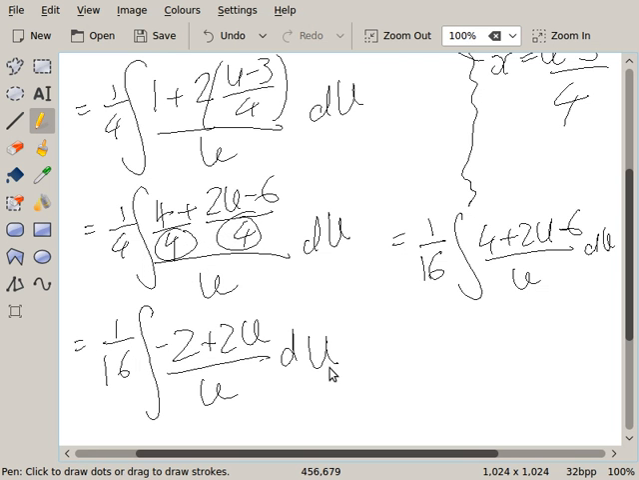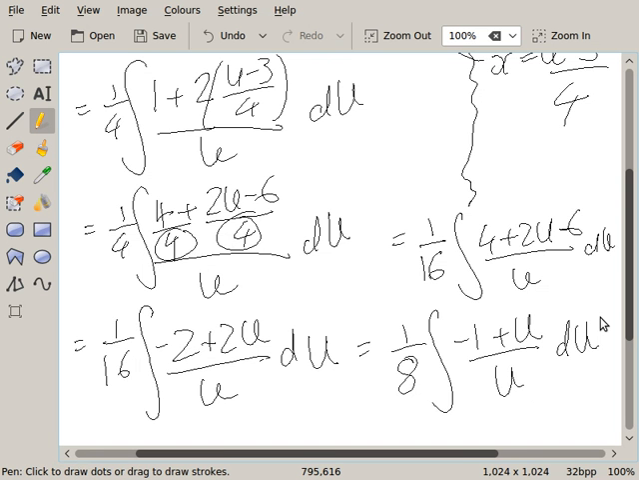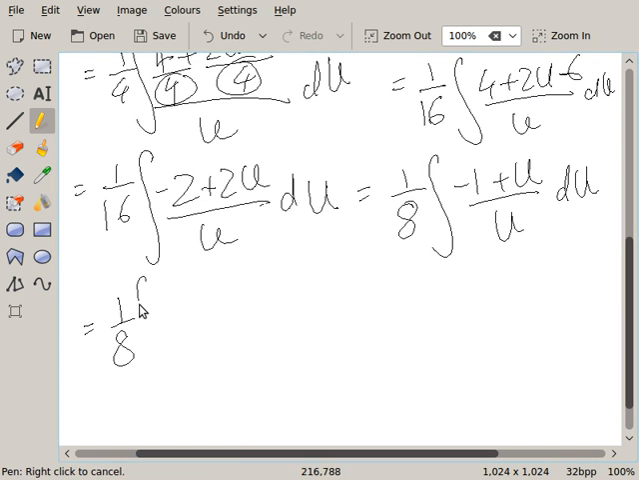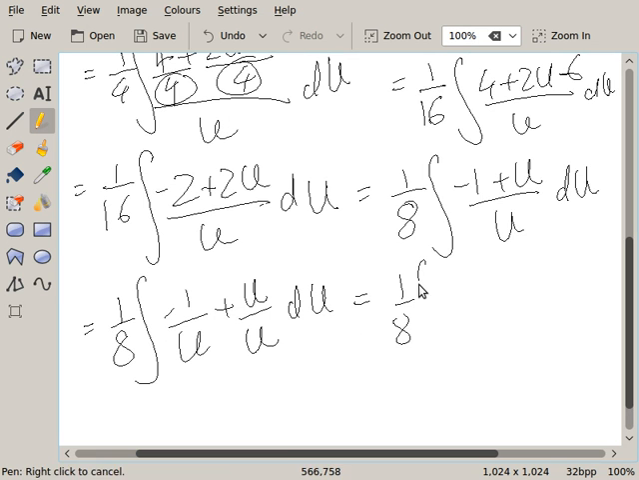Okay, any ideas what I can do next? Well, I suppose I can cancel the 2 with the 16 to make 1 over 8, minus 1 plus u over u du. That doesn't look great. Any ideas on what I could do next? You can divide. You can say this is 1 over 8, minus 1 over u plus u over u du. That's 1 over 8, minus 1 over u plus 1 du.